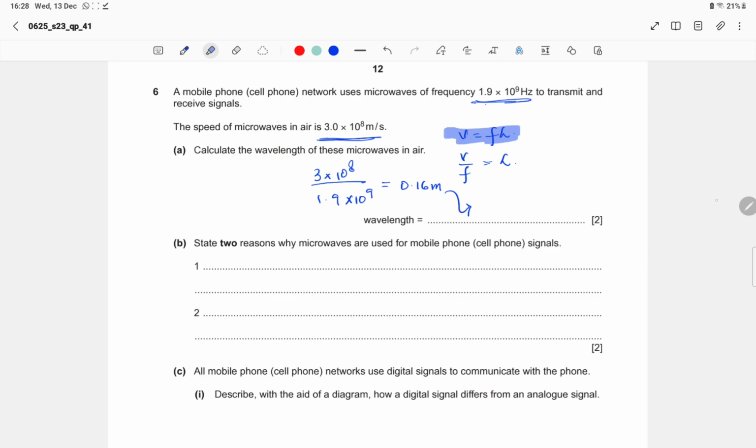State two reasons why microwaves are used for mobile phone, cell phone signals. So first of all, it only needs short antennas to transmit, and it can penetrate through walls. So these are the two reasons for this question.